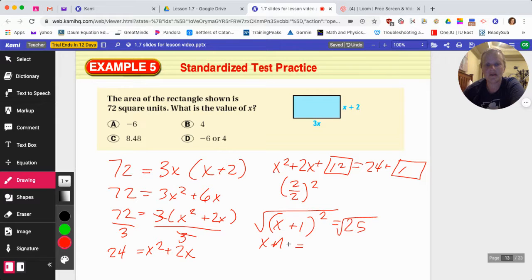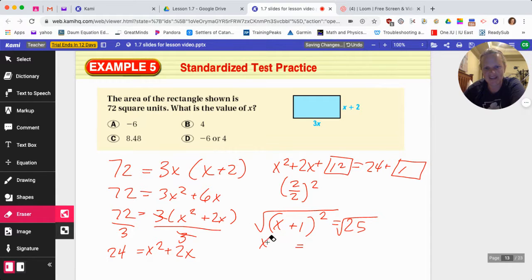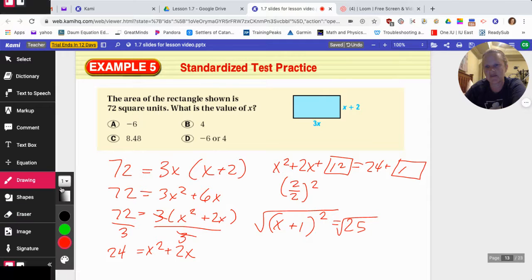X plus 1, sorry, I hate, when I've taken college classes that have been online, I've always hated when my professor's pens mess up and they're like, oh, you can still read it, it's okay. Nope, I can't. So excuse me while I change that.